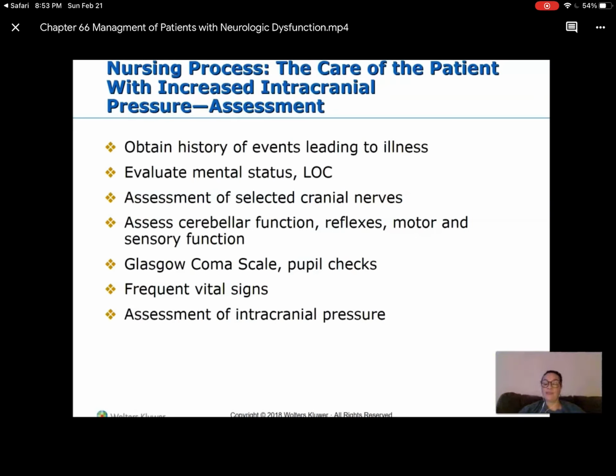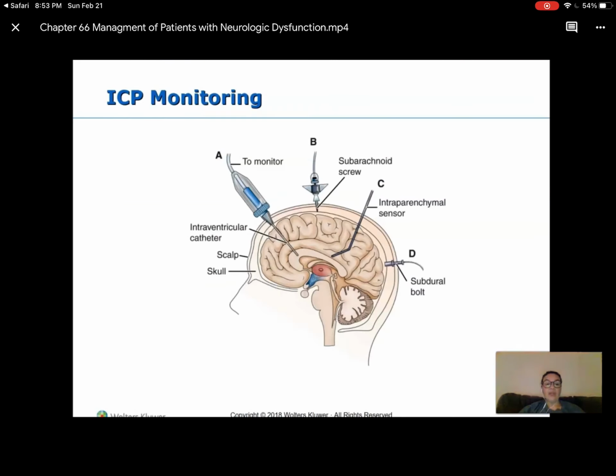Okay, assessment of intracranial pressure. We need to be monitoring that. So how do we monitor? Just like this. We usually have to put a line into the brain and watch these levels. A few interventions is removing a piece of the skull to allow the brain to swell and to put a line in to check.